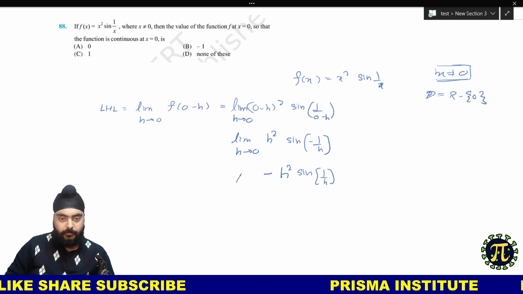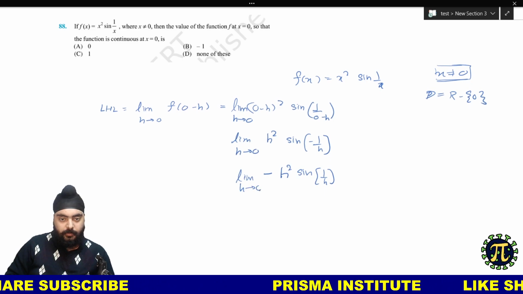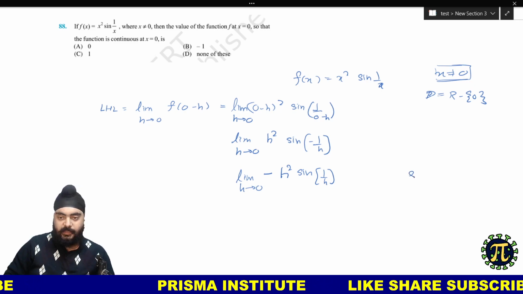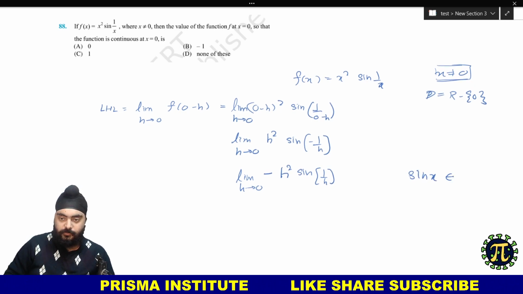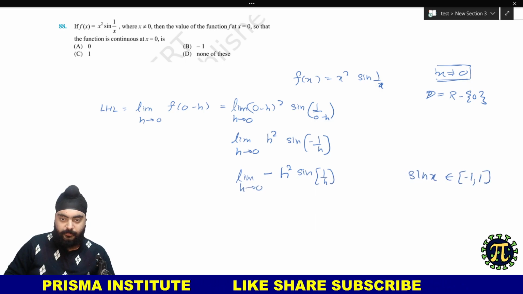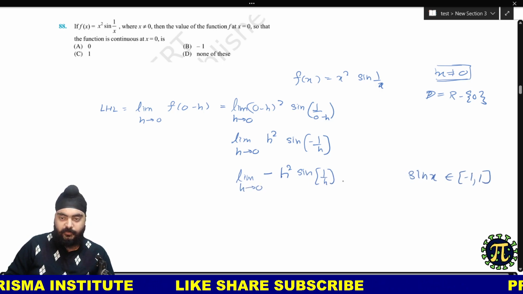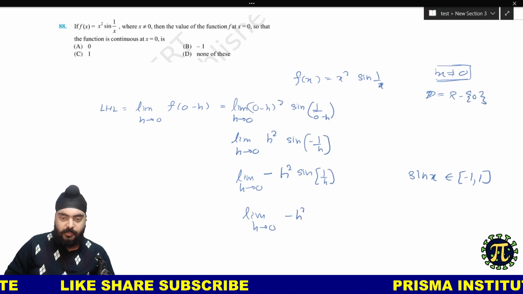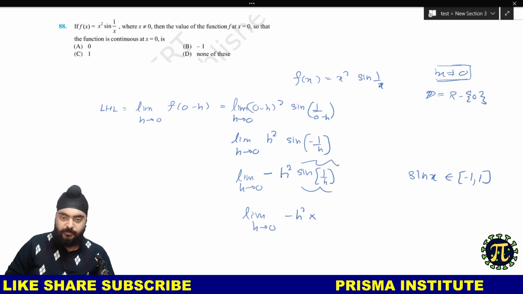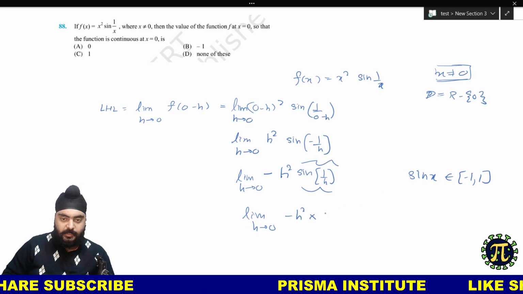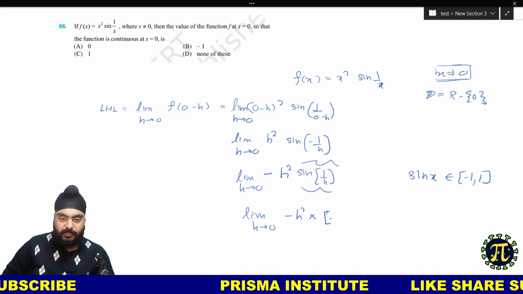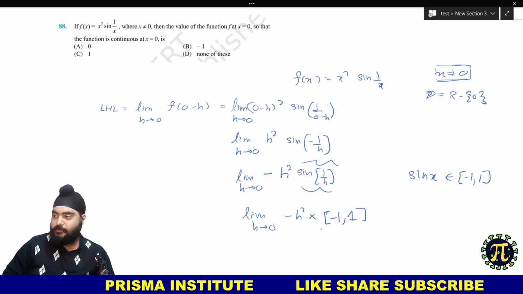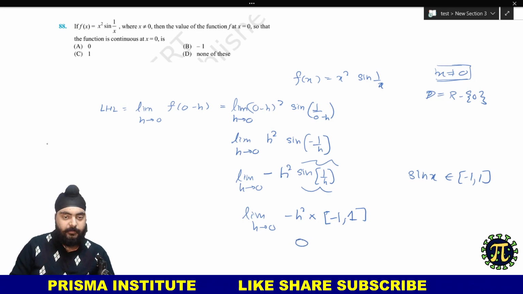So what will be the value of this function? You might think there is infinity inside, but the point is that sine x always belongs to minus 1 to 1. The point is we are taking the limit as h approaches 0 of h square into a number. This number, sine of 1 by h, whatever the value of sine infinity may be, is something between minus 1 and 1, right? And if I multiply 0 with some number between minus 1 and 1, the answer is 0. So the left hand limit is 0.